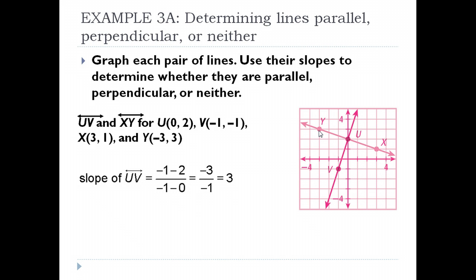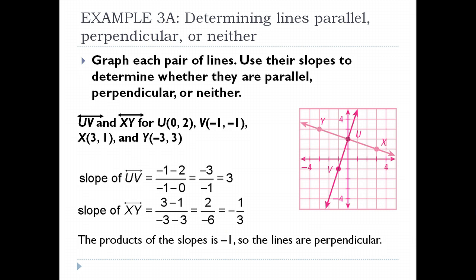The slope of XY, well, let's look at this. We would go down 2 and over 1, 2, 3, 4, 5, 6. Down 2 over 6 is the same as -1/3. The products of the slopes are -1. The lines are perpendicular. We also, without multiplying them, can see that 3 over 1, positive, and negative 1 over 3 are opposite reciprocals.